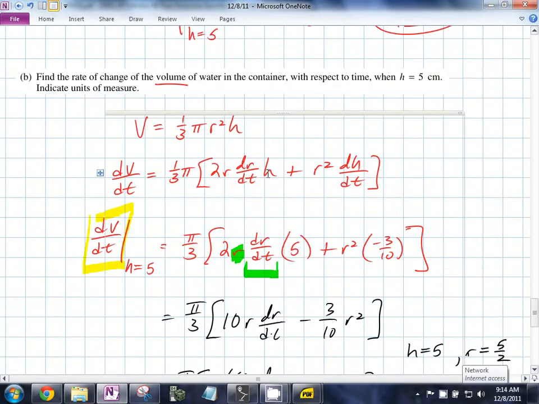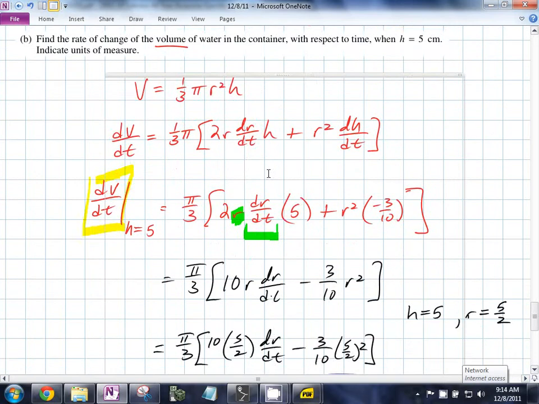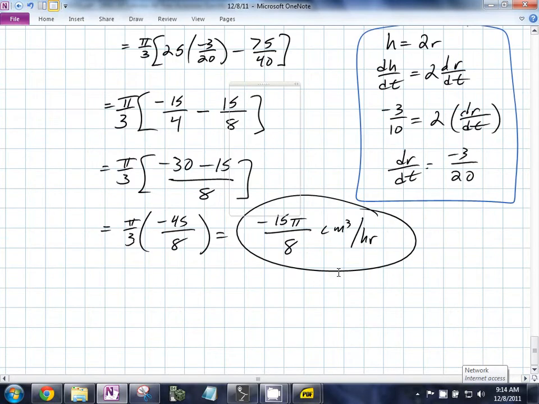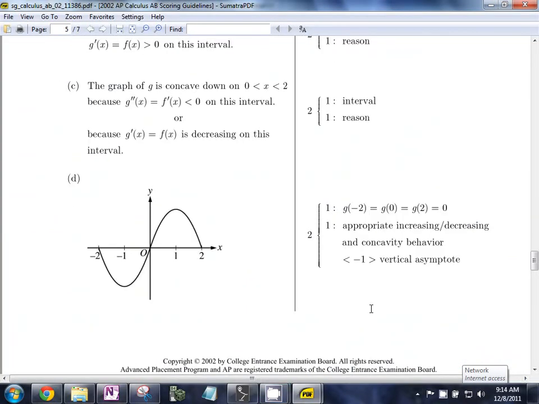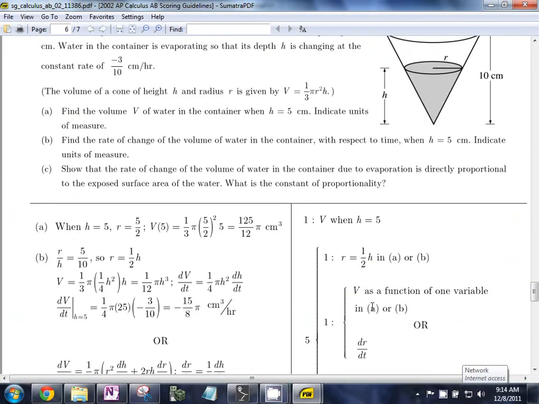The work on these tends to be summarized. Do I expect your work to look like this? No, not really. They're combining like 10 steps and simplifying, but that's what they're looking for. Did we get full credit? Did we get all 5? We certainly did. Good job.